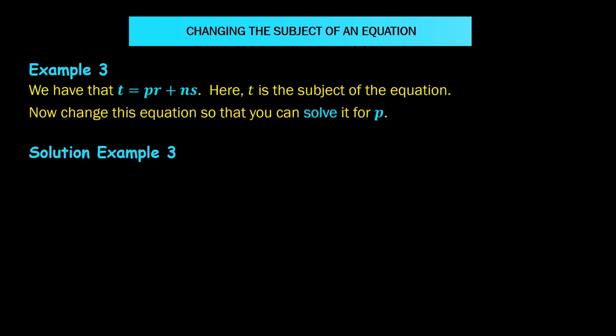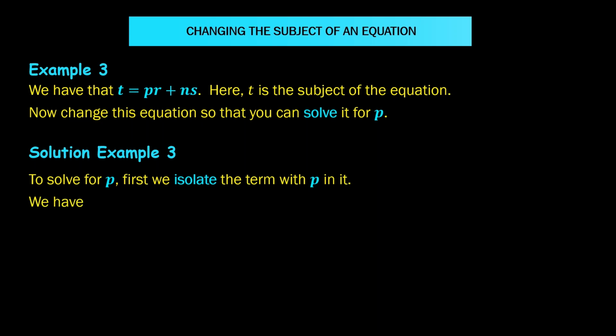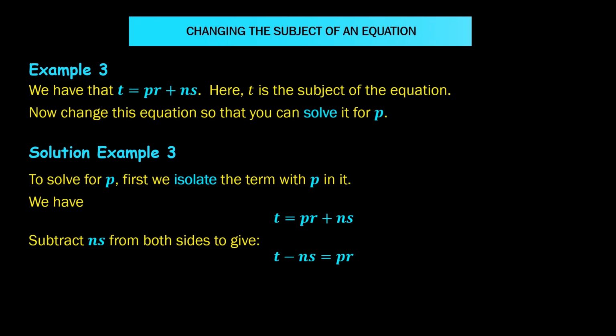So let's solve this. To solve for P, we must first isolate the term with P in it. Since we have T equals PR plus NS, we need to isolate PR first. To do this, we need to subtract NS from both sides to give T minus NS equals PR. And finally, divide both sides by R to give (T minus NS) over R equals P.